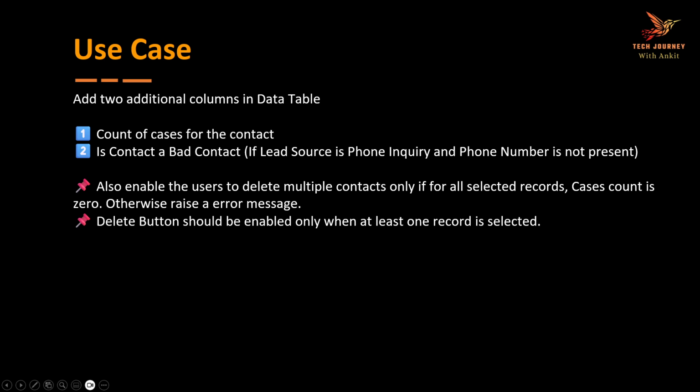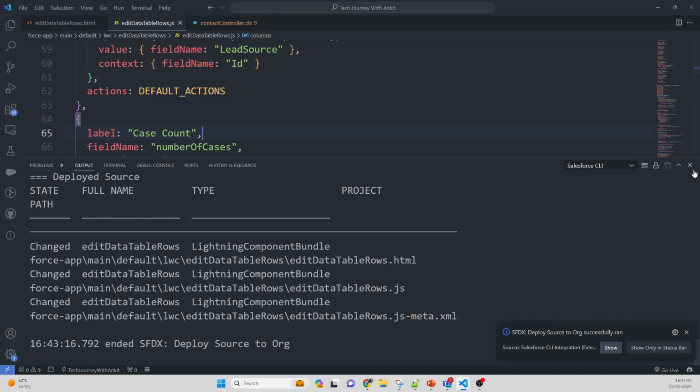The second requirement says that we have to enable the users to delete multiple records from the data table, right? So for that we have to define one button in our HTML file that we call a delete button, right? And when the user clicks on that delete button, then we should delete the multiple records. So again, let me navigate to my editor.